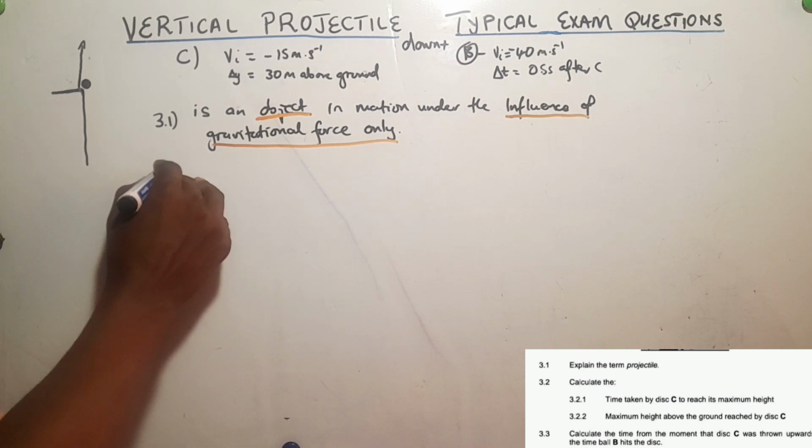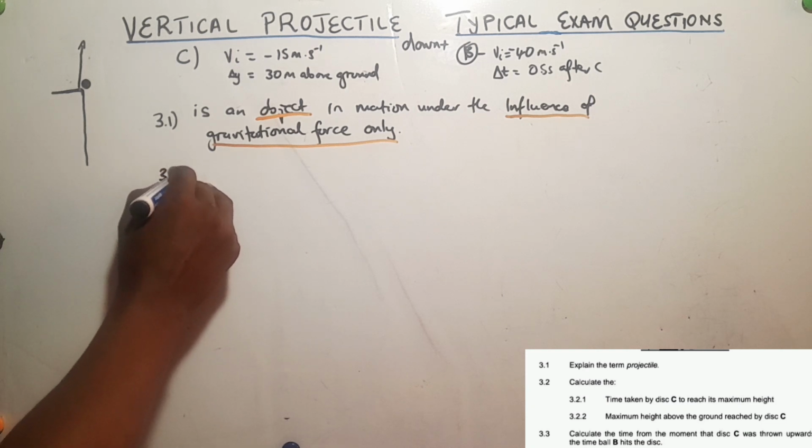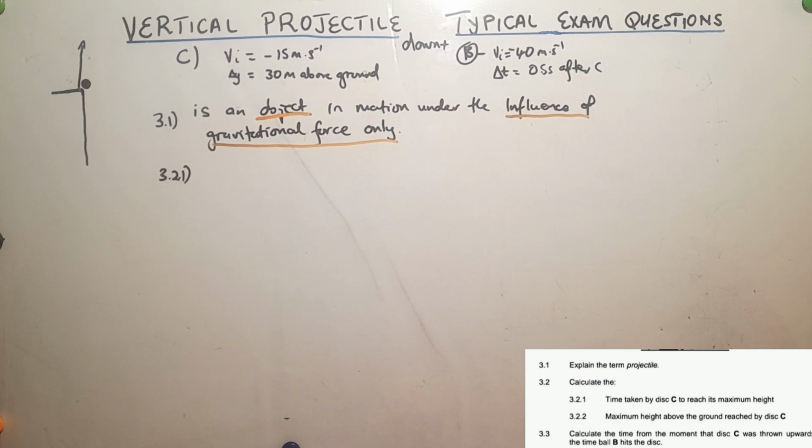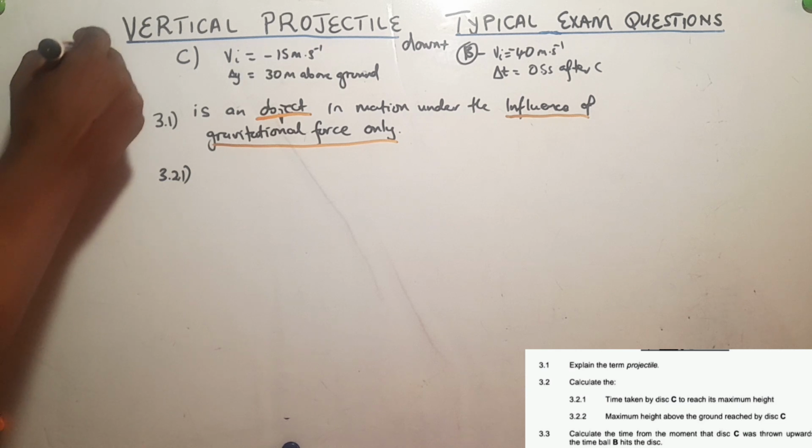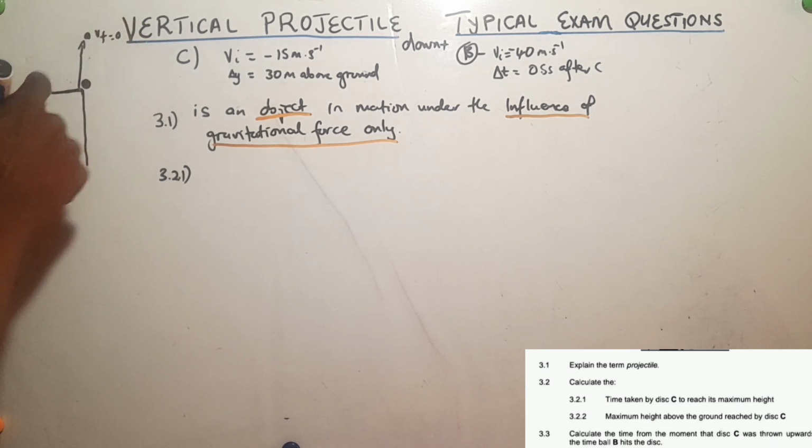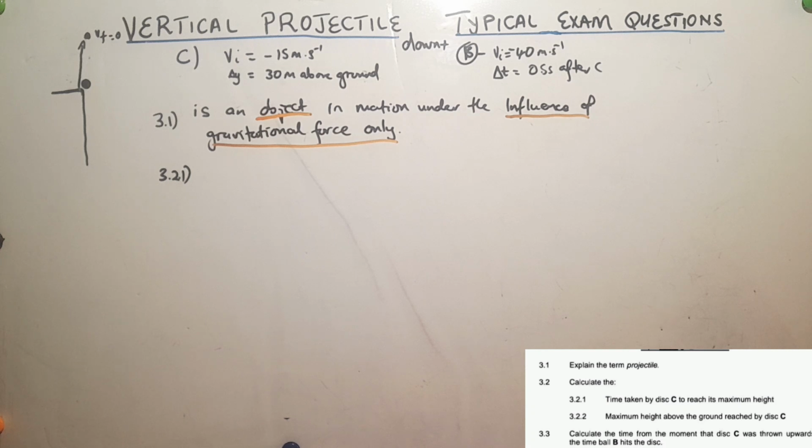So 3.2.1, it says calculate the time taken by disk C to reach the maximum height. Like I explained, at the maximum height the velocity is 0. So it means that the velocity there at the maximum height is 0. So how do you calculate now the time taken by disk C to reach the maximum height? It means that we can use this formula.